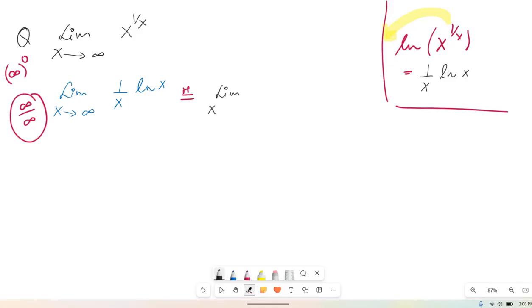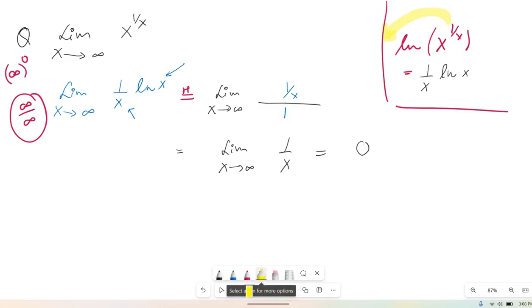Limit x approaches infinity. L'Hopital's rule says find the derivative of the numerator, which is 1 by x, divided by the derivative of the denominator, which is 1. So what we get is limit x approaches infinity of 1 by x. What will that be? That's 1 by infinity, and that should be 0. So we are able to find the limit of the log function.